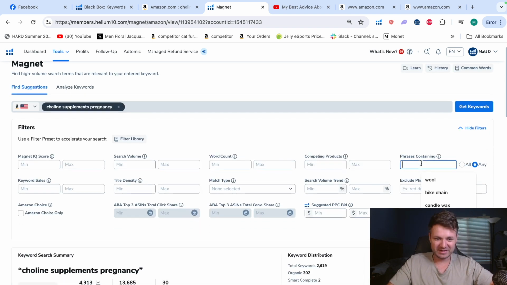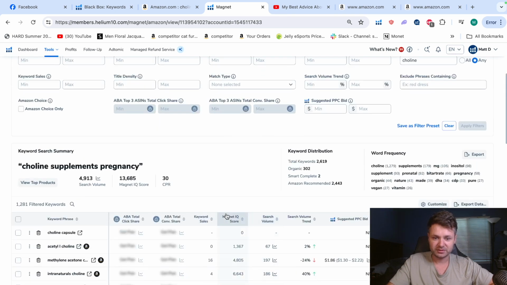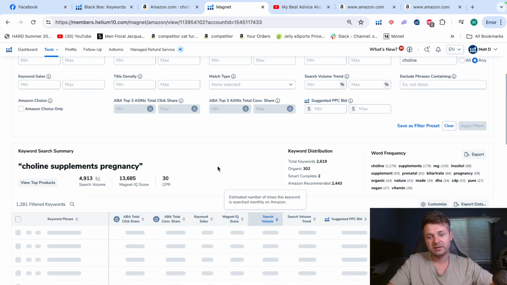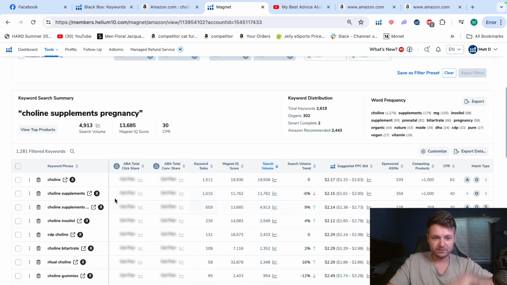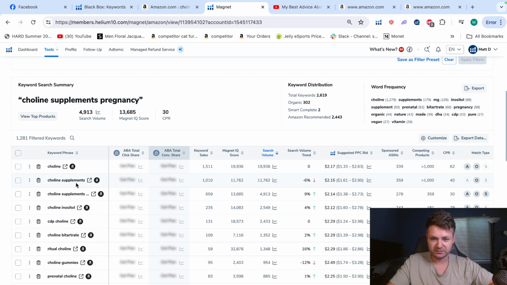What's cool is for phrases, this is what I always do after I do Magnet. I'll go into phrases and just do the keyword. So they're only showing me search terms that are related to it. So I'll press apply filters. I'll put it highest search volume to lowest. So we're only seeing from high to low, so I can see immediately what the highest search volume is.